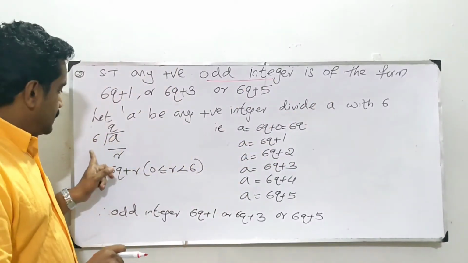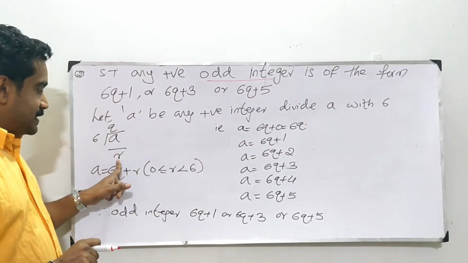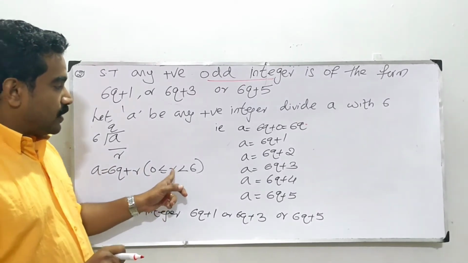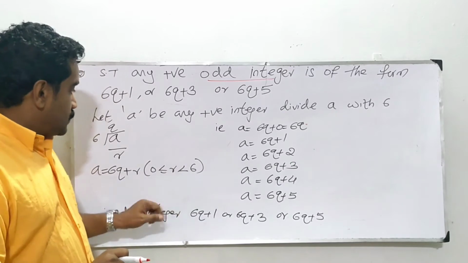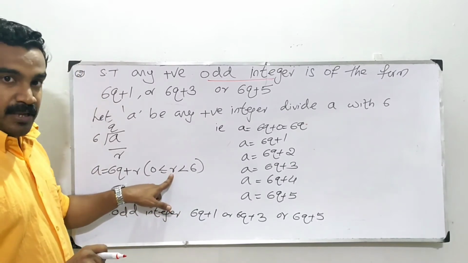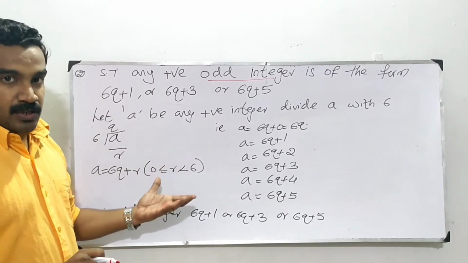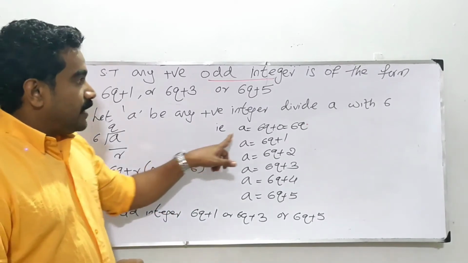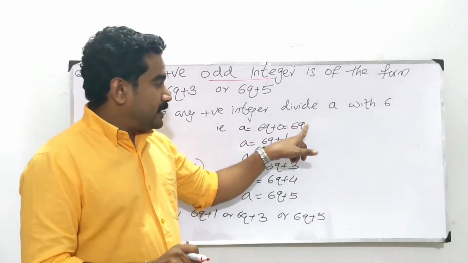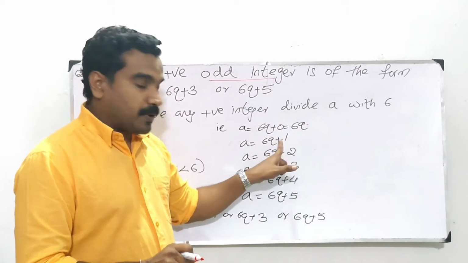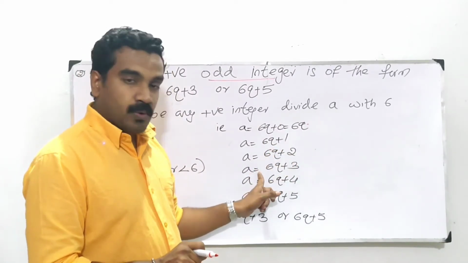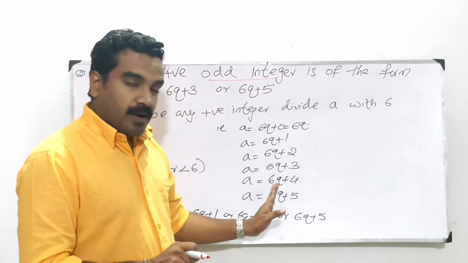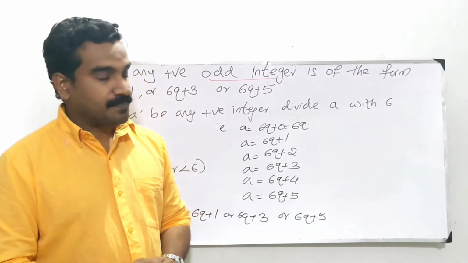So divide A with 6. The quotient is q and the remainder is r. So A equal to 6q plus r, 0 less than or equal to r less than 6. So the value of r can be 0, greater than 0, but it must be less than 6. So you can write A equal to 6q plus 0, that is 6q. A equal to 6q plus 1, A equal to 6q plus 2, A equal to 6q plus 3, A equal to 6q plus 4 and A equal to 6q plus 5.